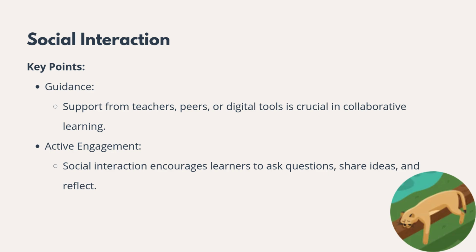Third, active engagement. Social interaction also encourages learners to engage actively with the material. This means asking questions, sharing ideas, and reflecting on their understanding. Imagine a group discussion. Each participant contributes their thoughts and insights. This type of active involvement helps learners clarify their thinking, identify gaps in their knowledge, and build a deeper understanding of the subject. In summary, guidance offers structure, while active engagement ensures participation, making social interaction a dynamic and effective approach to learning.